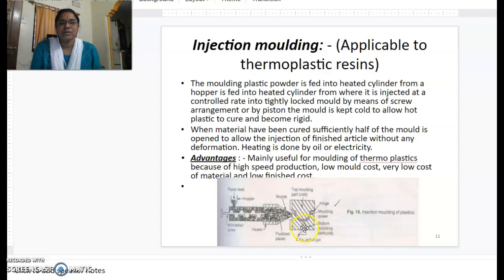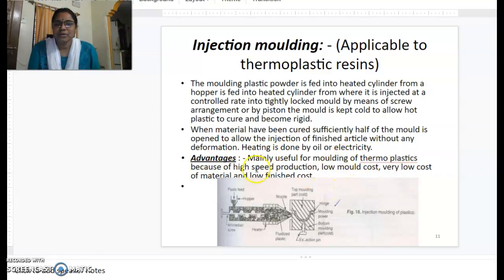So this is how injection molding works. What are the advantages? This is mainly useful for molding of thermoplastics because of high speed production and low mold cost. The cost of material is also very low, and you are going to get a nice finish at low finishing cost. You are going to get a good plastic outlet, right?